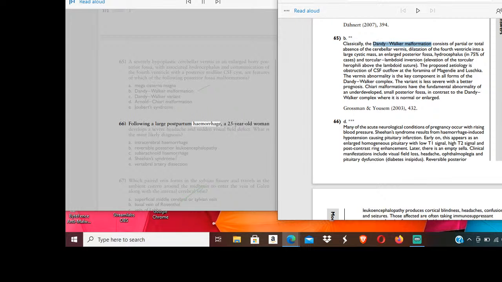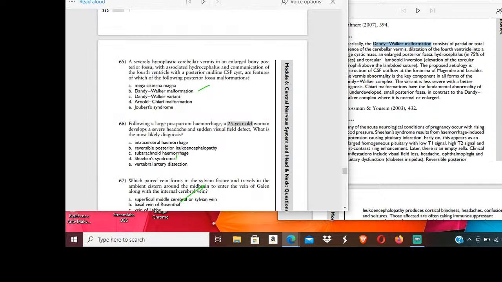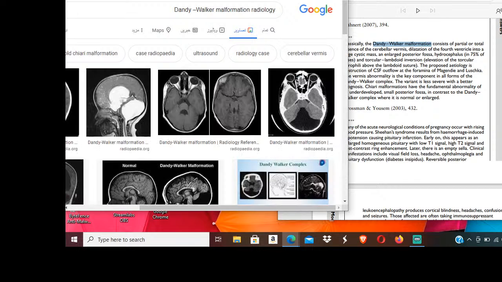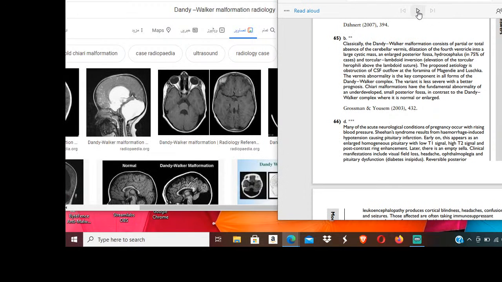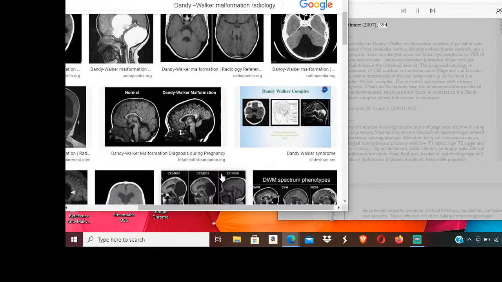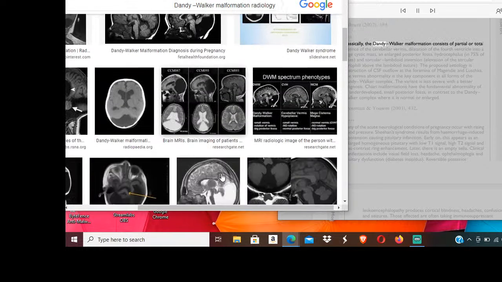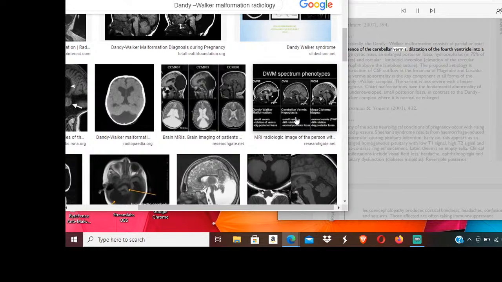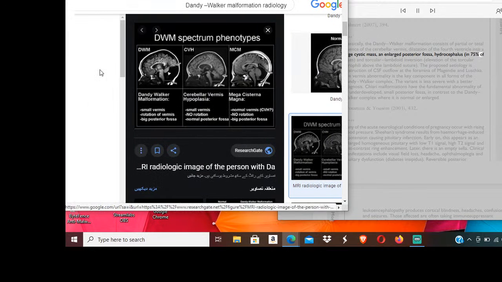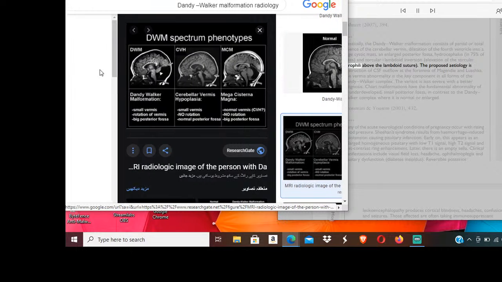66. Following a large postpartum hemorrhage, a 25-year 2007, 394. 65b. Classically, the Dandy-Walker malformation consists of partial or total absence of the cerebellar vermis, dilatation of the fourth ventricle into a large cystic mass, an enlarged posterior fossa, hydrocephalus in 75% of cases, and torcular lambdoid inversion, elevation of the torcular herophili above the lambdoid suture.